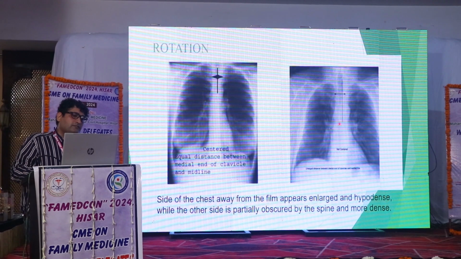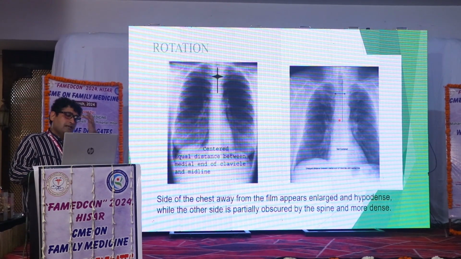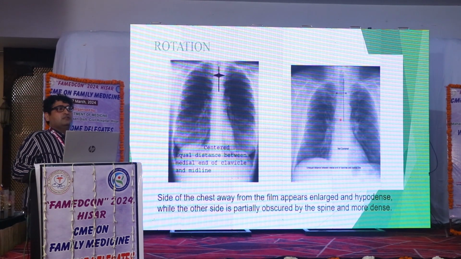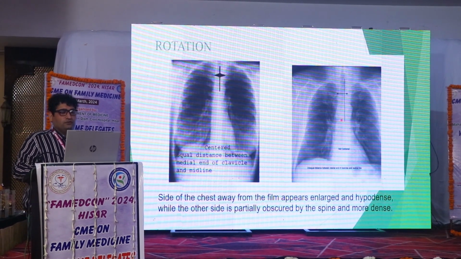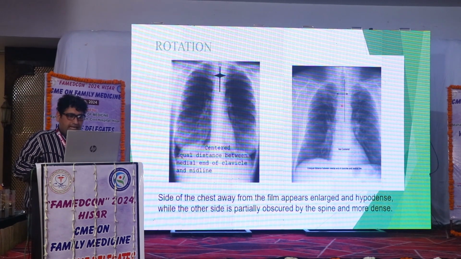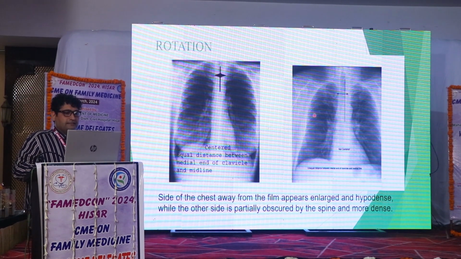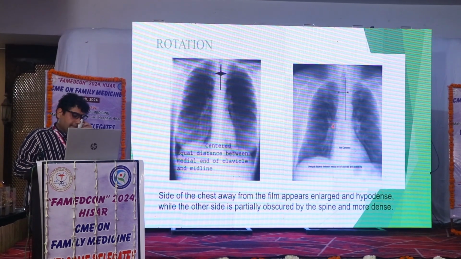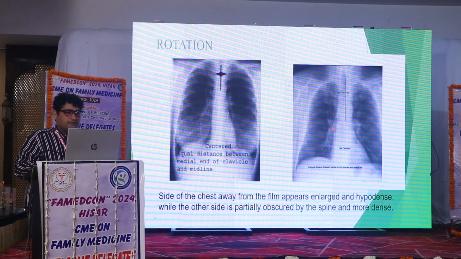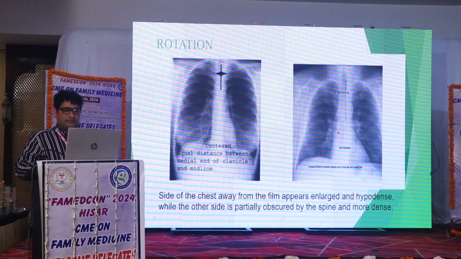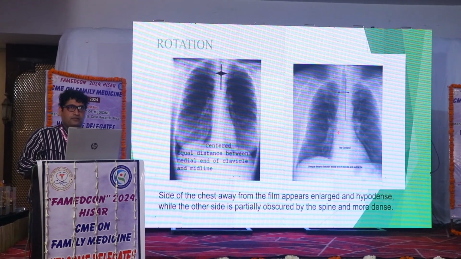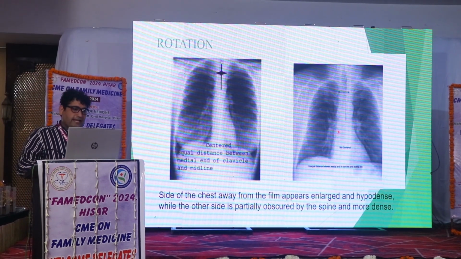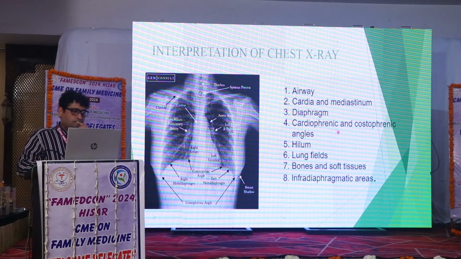Remember this, whichever side is lying away from the film, meaning towards the X-ray source, will be enlarged, as I have told you earlier. So this side lung is appearing more enlarged, and even the hilum of this side is more hypodense. So it is clearly saying that this film is rotated. In a rotated film, some pathologies can be missed and it can be a cause of misdiagnosis.